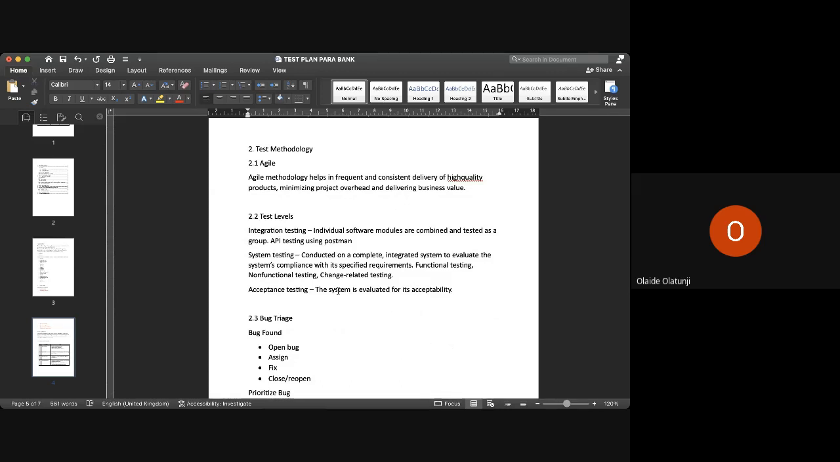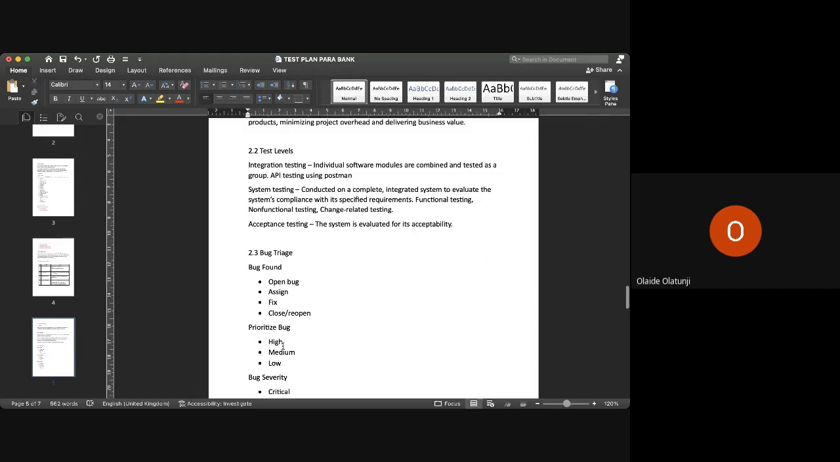But no problem. Agile. Yes. Helps improve high quality products. Test levels. Yes. Integration testing. Yes. System testing. Yes. Acceptance testing. Yes. I would love you to put automation testing as well, although I know I've not taught you guys automation. Database testing as well. Bug tracking, yes, yes.